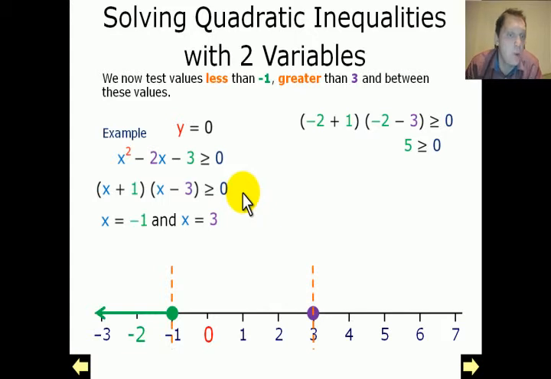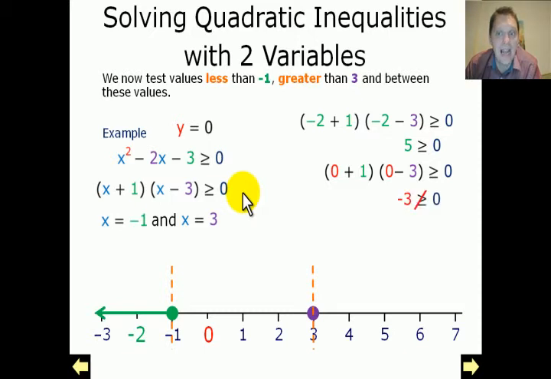Now I'm going to try 0 to see if any numbers within this region would also be part of my solution, would satisfy my inequality. So if I substitute in 0 for everywhere that I've got x, 0 plus 1 is 1, 0 minus 3 is minus 3, multiplying 1 by the minus 3, that is minus 3, and that is not greater than or equal to 0. So my area here is not going to be part of my solution.